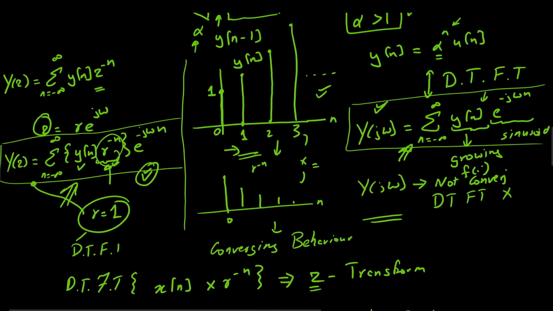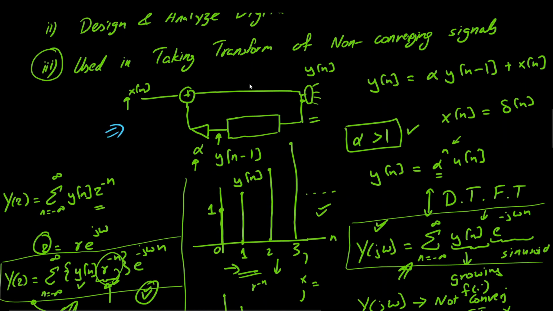Now coming back to this example of our speaker system, where we have said that our y of n is alpha to the n u of n. What would be the z transform of this, and what would be the region of convergence? For what values of z would it converge? Let us look into that. For that problem we have y of n is equal to alpha to the n u of n. Since it was a growing function, we know that alpha is greater than 1. We are asked to find the z transform of this.